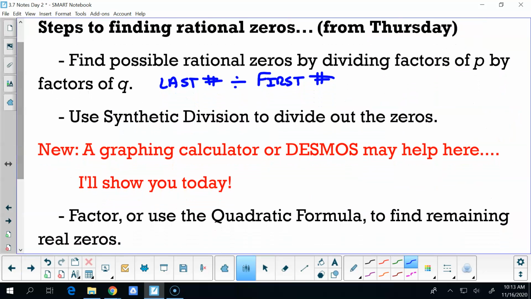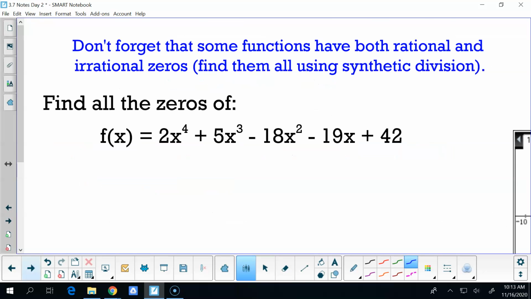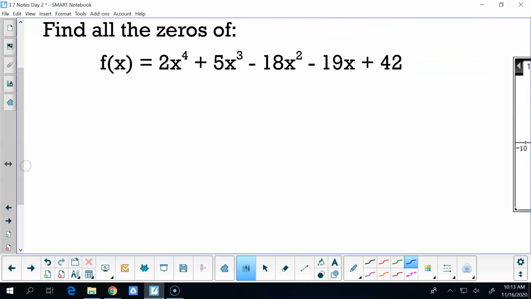So that's all from Thursday. Okay? So let's kick it up a notch and let's find all the real zeros of this one. Okay? 2x to the 4th plus 5x cubed minus 18x squared minus 19x plus 42.